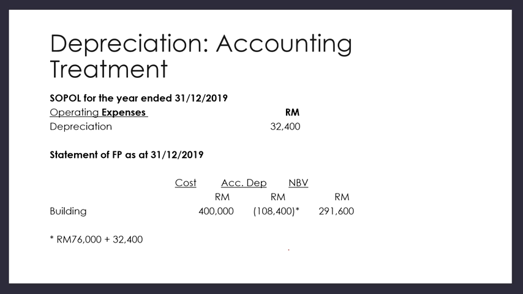So bila you dah kira depreciation tu, so you kena record dekat dua tempat. Macam biasalah, satu SOPL, satu SOFP. Dalam SOPL, you akan masuk dia under expenses. Depreciation 32,400. Manakala dalam SOFP, you kena record net book value.